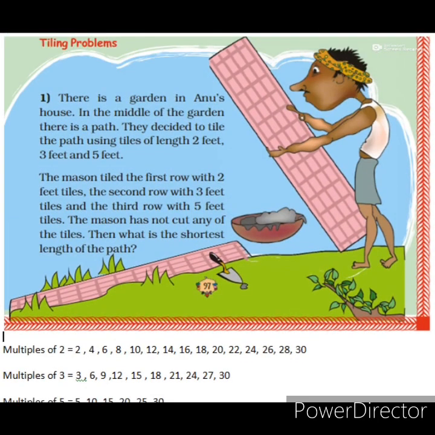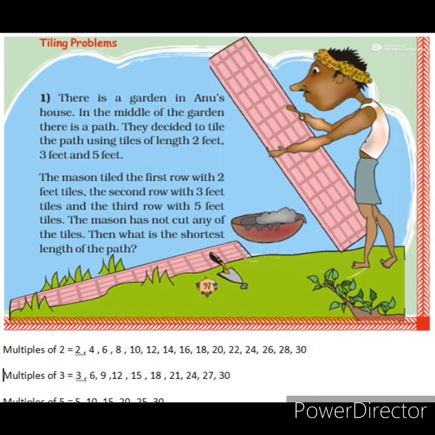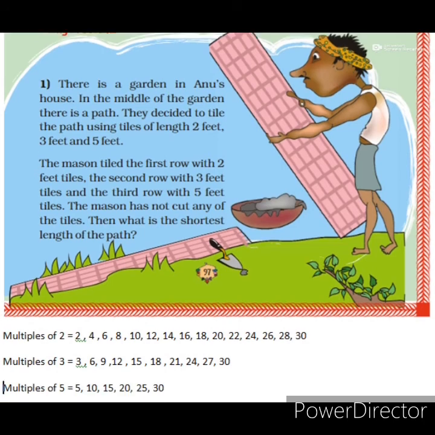How can we find the LCM of these three numbers? First we have to write the multiples of 2, multiples of 3 and multiples of 5. Multiples of 2 up to 30: I have written 2, 4, 6, 8, 10, 12, 14, 16, 18, 20, 22, 24, 26, 28 and 30. Now multiples of 3: 3, 6, 9, 12, 15, 18, 21, 24, 27, 30. Now multiples of 5: 5, 10, 15, 20, 25, 30. If you want, we can write 35, 40, 45, 50, up to 50.